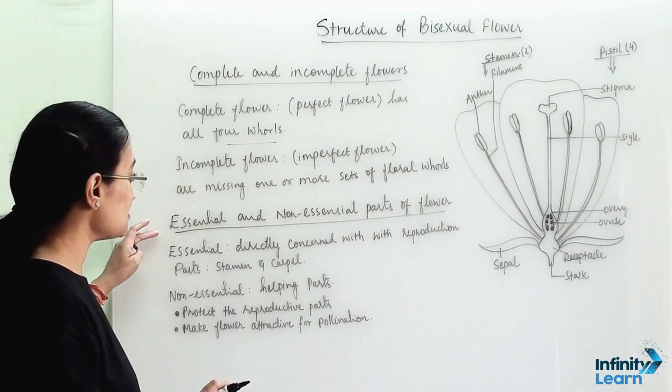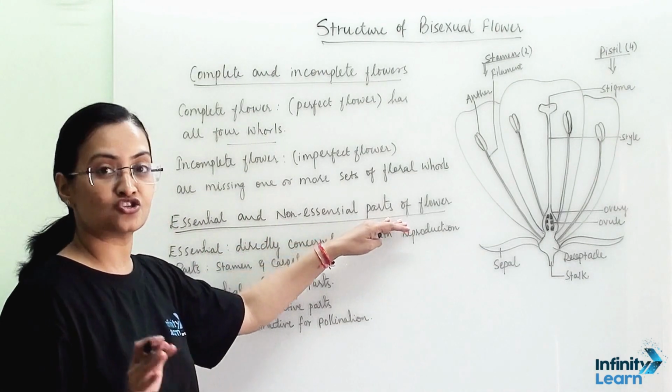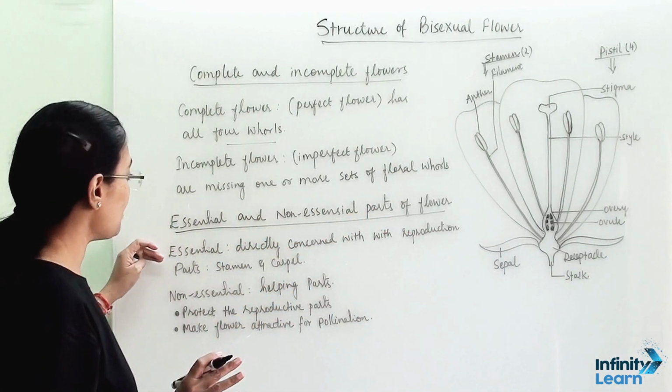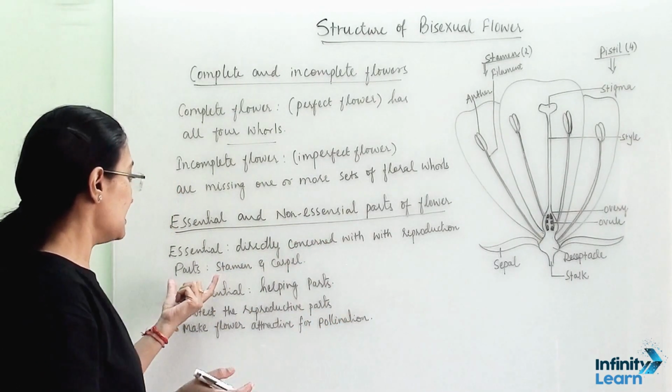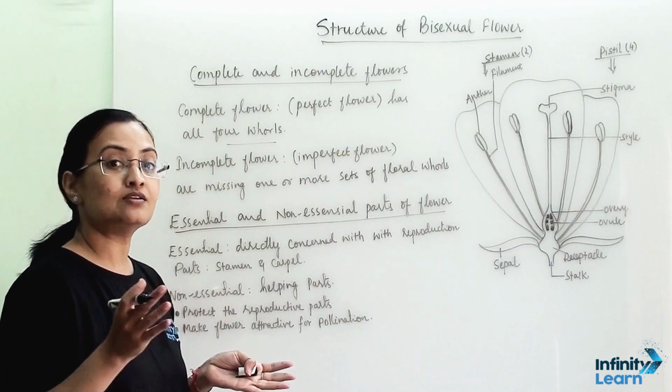Then come essential and non-essential parts of flowers. Essential parts of the flowers are those which are directly concerned with reproduction. That means the female parts and male parts.